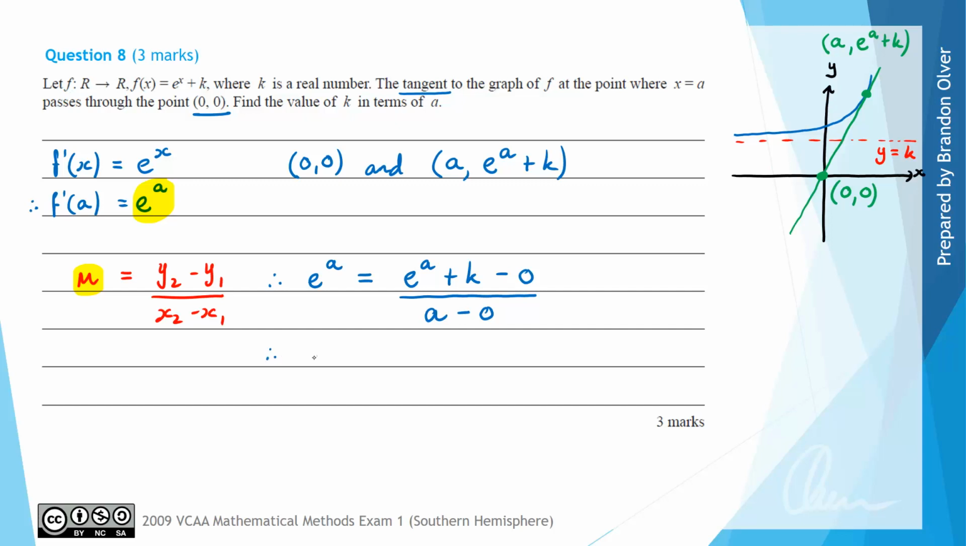And now all that would be left on that bottom line is a, so multiplying both sides by a, we'd find a e to the power of a is equal to e to the power of a plus k. And then to get k by itself, we're just going to subtract e to the power of a from both sides. So therefore we find that k is equal to a e to the power of a minus e to the power of a. So that is the answer to this question.